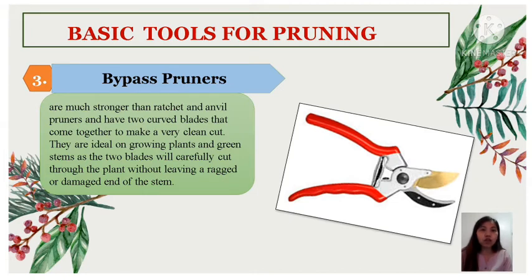Bypass pruners are much stronger than ratchet and anvil pruners and have 2 curved blades that come together to make a very clean cut. They are ideal on growing plants and green stems, as the 2 blades will carefully cut through the plant without leaving a rag or damaged end of the stem.